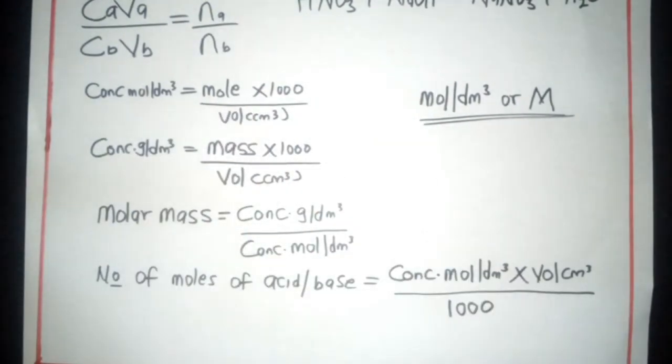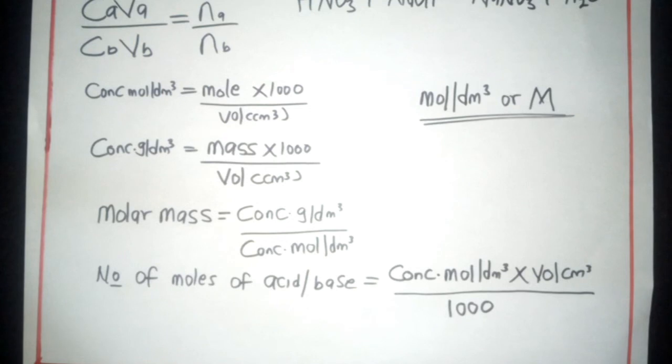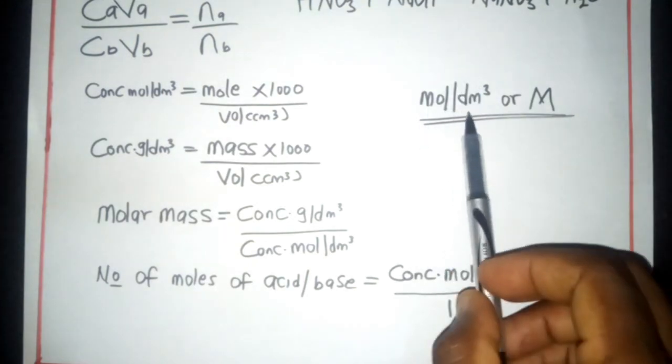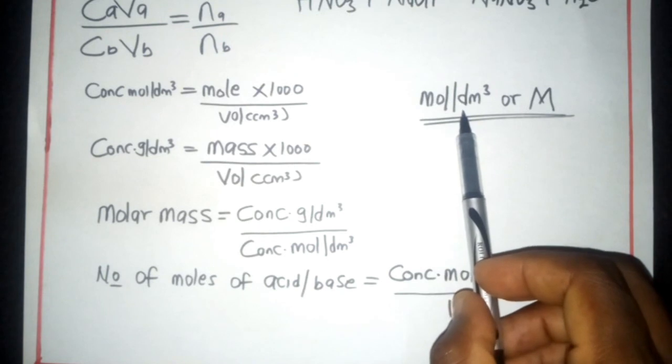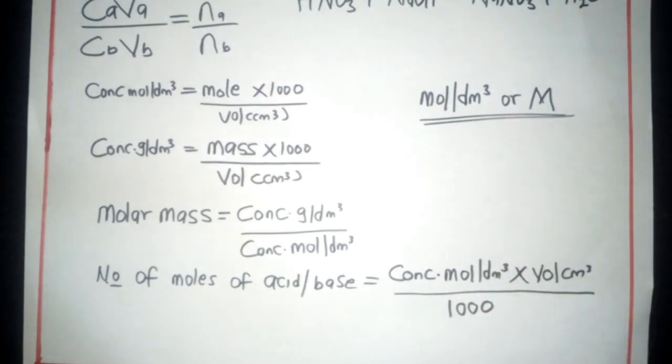After calculation, always endeavor to put the units. Let's say you have calculated for, you know, your molar concentration. The unit is mole per dm cube, or up to letter M. Always put your units.